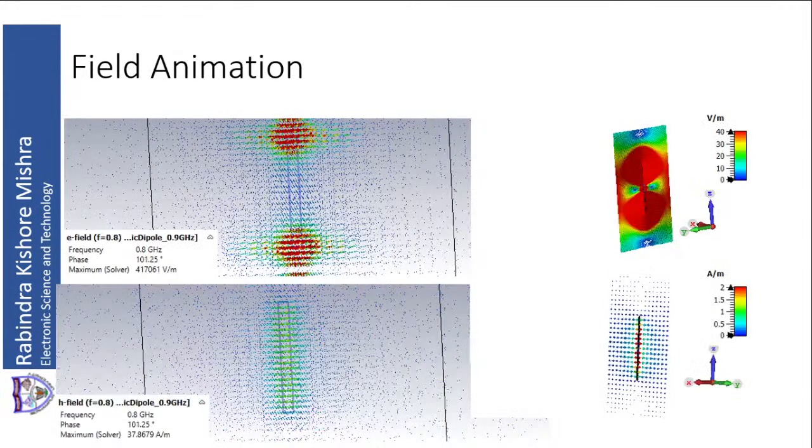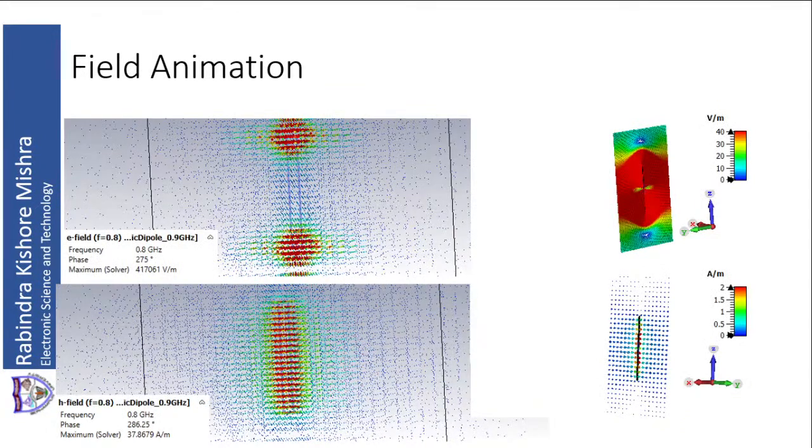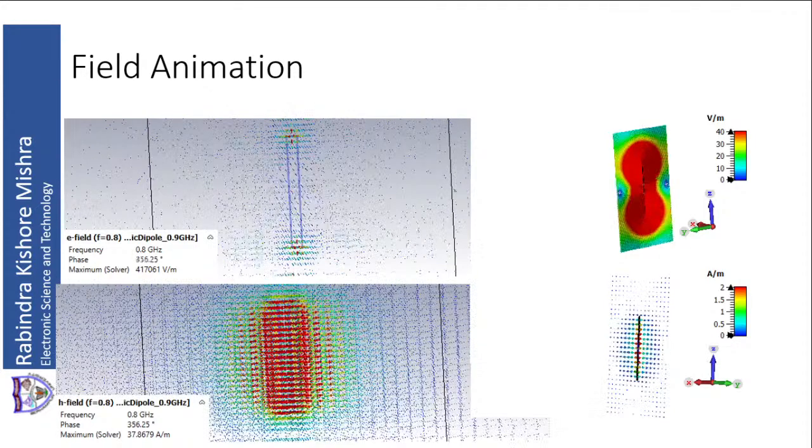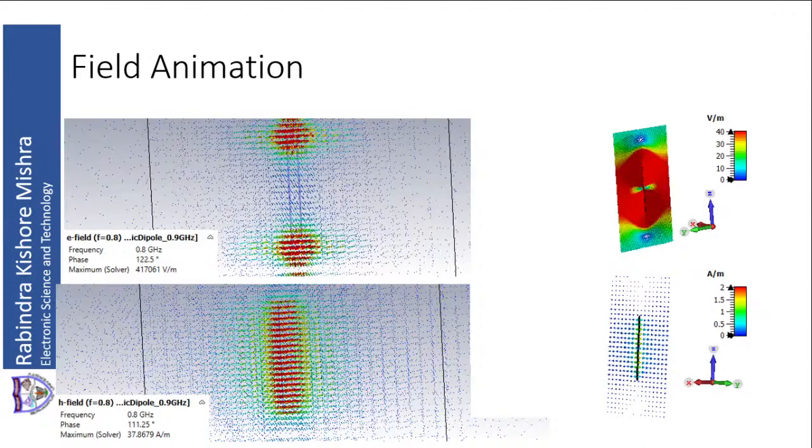So let us look at the animated field for the half wave dipole antenna. Look at the field animation here. So this is for a half wave dipole antenna. If you look at the left top figure, you can see the two ends. The charge accumulation is at the two ends. The distance separation between the two ends is lambda by 2, and you can see the charge increasing and decreasing at the two ends.